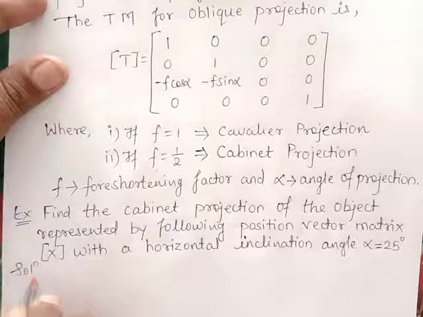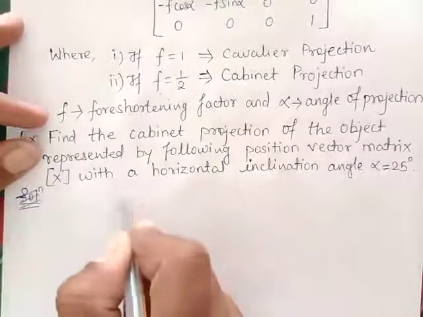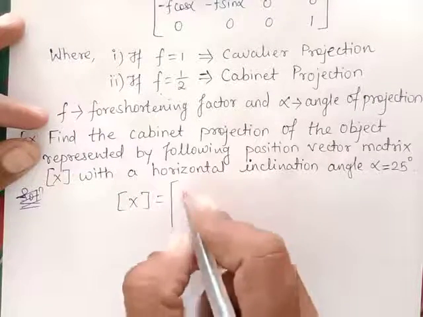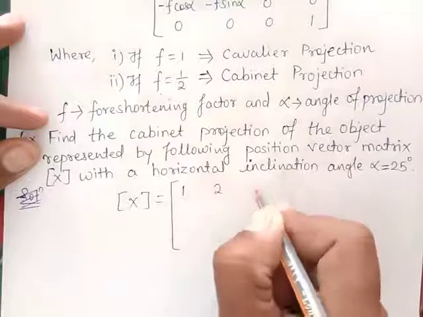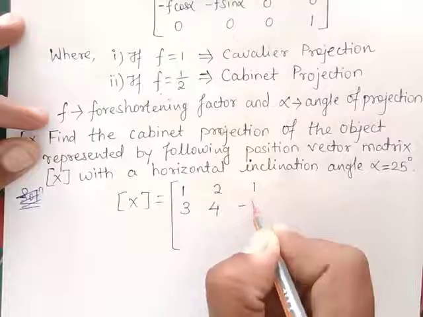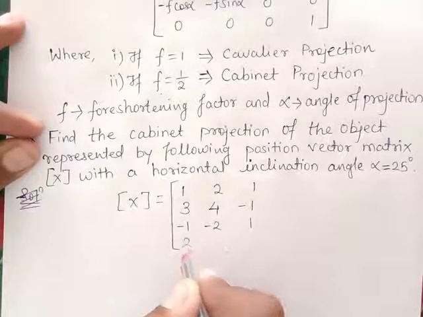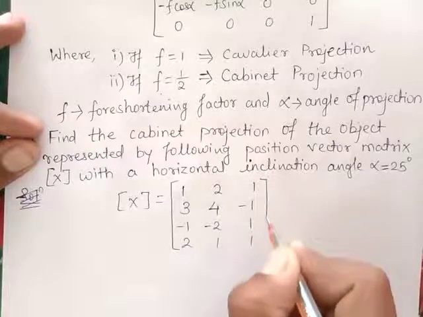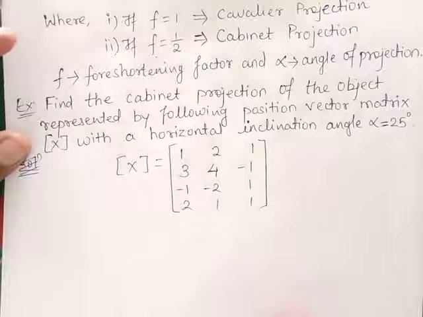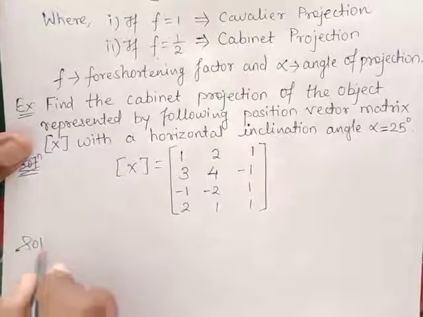Solution. Wait, before going to our solution we should write X. I forgot it. Sorry for that. So X is 1, 2, 1; 3, 4, minus 1; minus 1, minus 2, 1; 2, 1, 1. It may be a quadrilateral that is given to us, as it has 4 position vectors given to us. Fine. So now the solution for this.